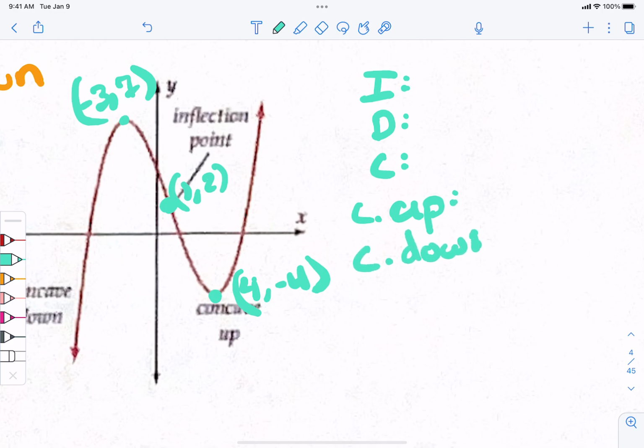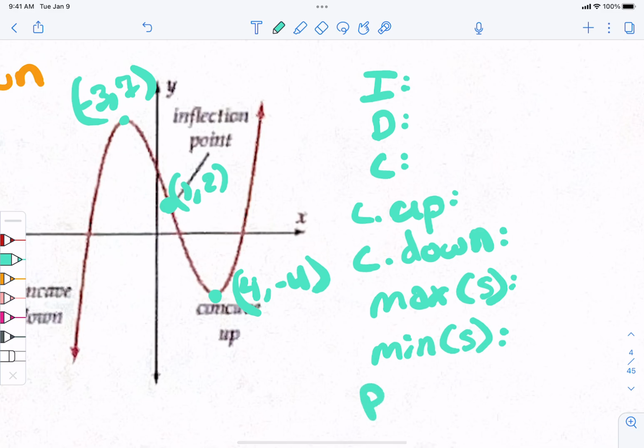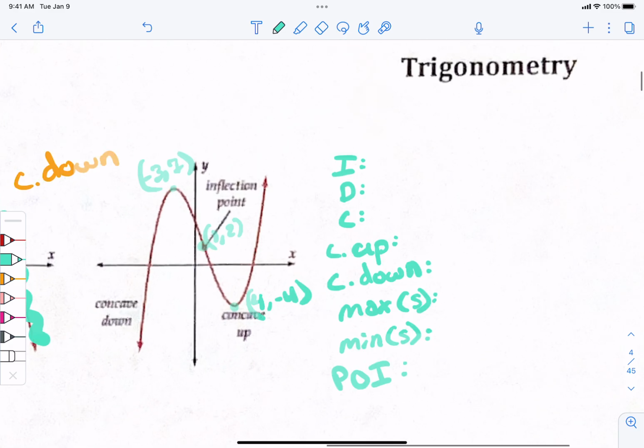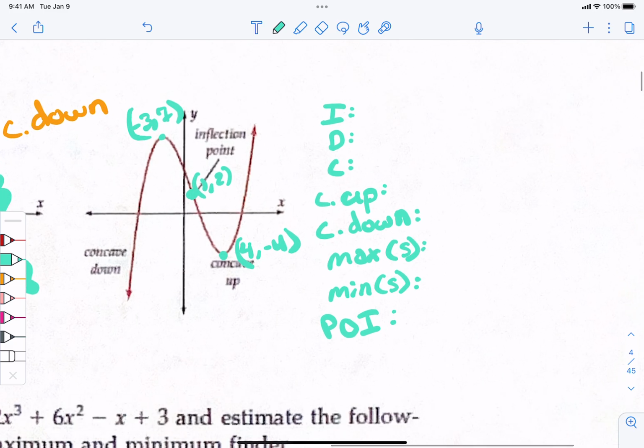We're going to find the maximums. We're going to find the minimums. And we're going to find the points of inflection, which I call POIs. That's a lot of stuff, okay? Lots of stuff. All right, so copy those down. We're going to dissect this graph. Here we go.